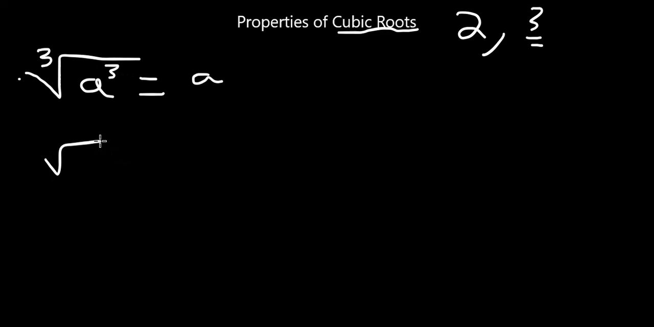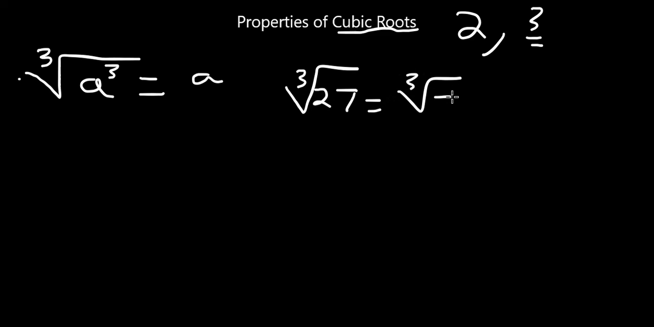So if you see this, which is the radical symbol with a 3 in it, that means it's a cube root and not a square root. So let's take an example. The cube root of 27 is going to be the cube root of 3 cubed, so that would be the number 3.